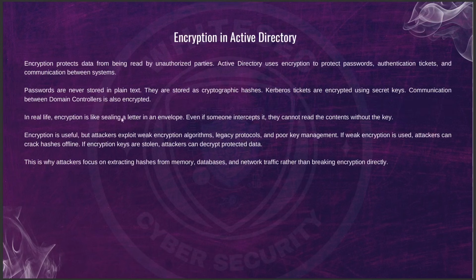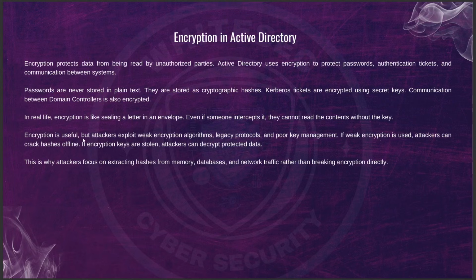Now let's learn about encryption in Active Directory. See, encryption protects data from being read by unauthorized parties. Active Directory uses encryption to protect passwords, authentication tickets, and communication between systems. Passwords are never stored in plain text. They are stored as cryptographic hashes. Kerberos tickets are encrypted using a secret key. Communication between domain controllers is also encrypted. Okay, in real life, encryption is like sealing a letter in an envelope. Even if someone intercepts it, they can't read the content without the key.